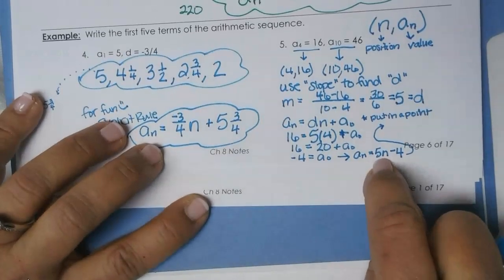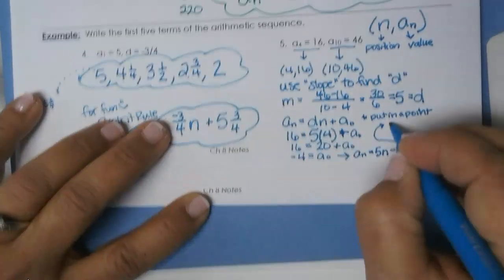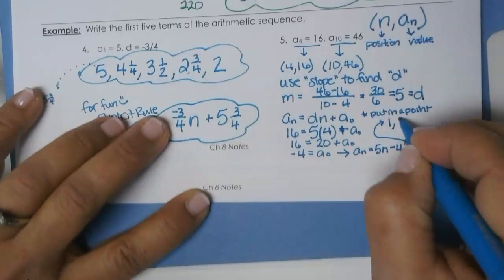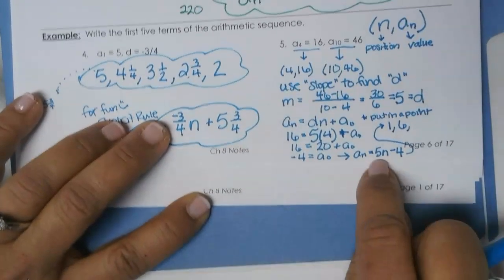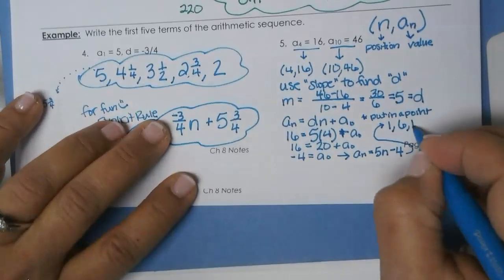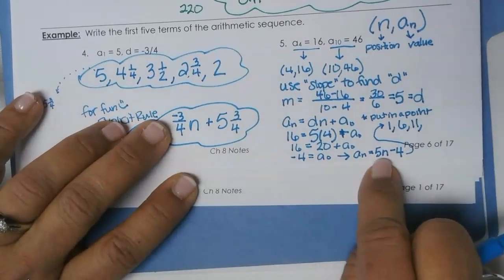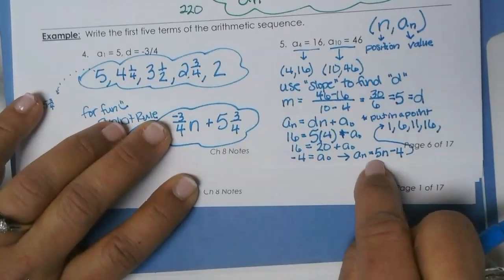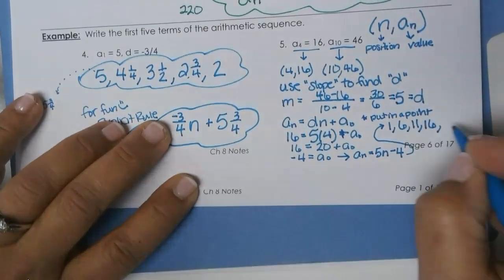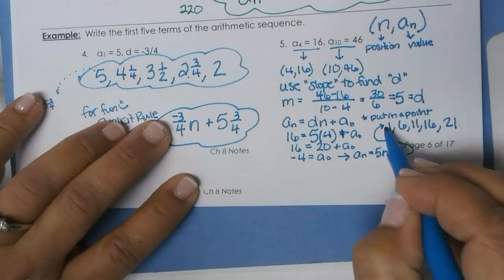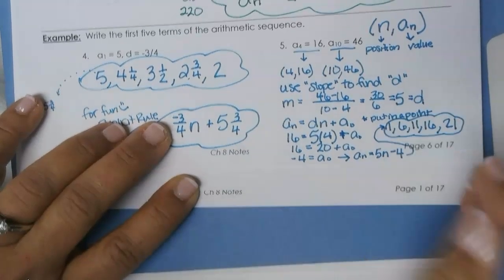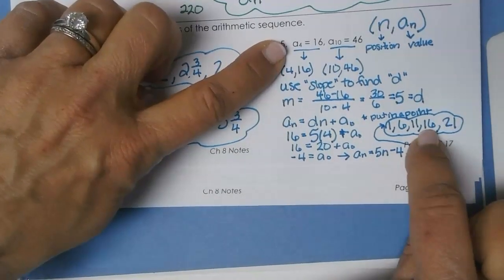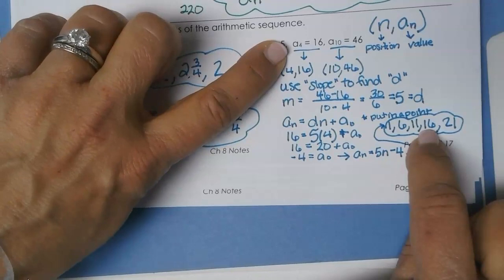I could take 5 times 1 minus 4 to get 1. 5 times 2 minus 4 to get 6. 5 times 3 minus 4 to get 11. 5 times 4 minus 4 to get 16. And 5 times 5 minus 4 to get 21. Okay? And what I like about that is that I can see that a sub 4 is 16, and a sub 4 is 16 here as well. Okay?